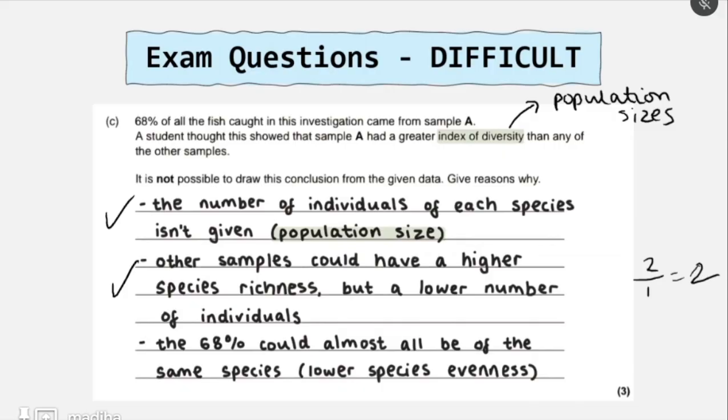And just another thing, but the 68% could almost all be of the same species. Remember we talked about species evenness? All of the 68% could be dominated by one species. So we want to talk about that.